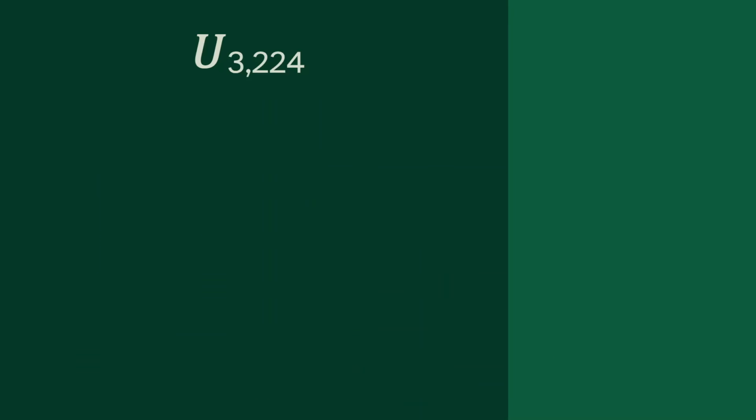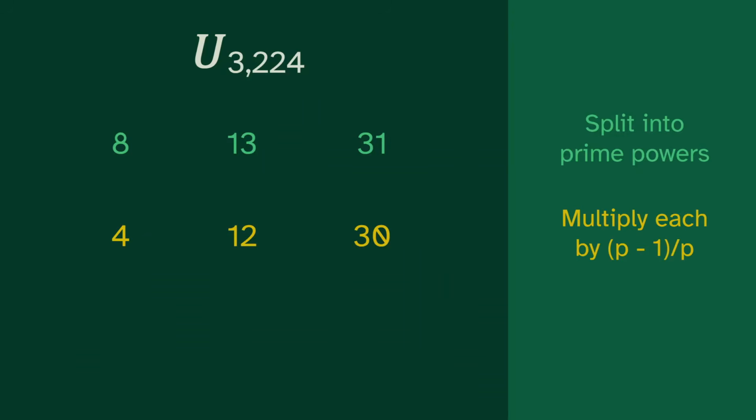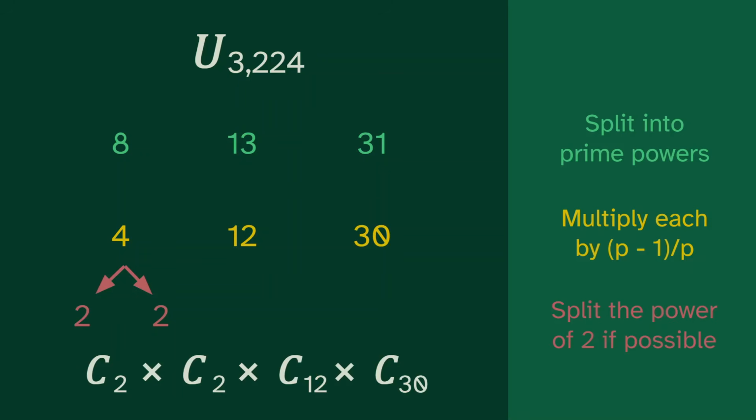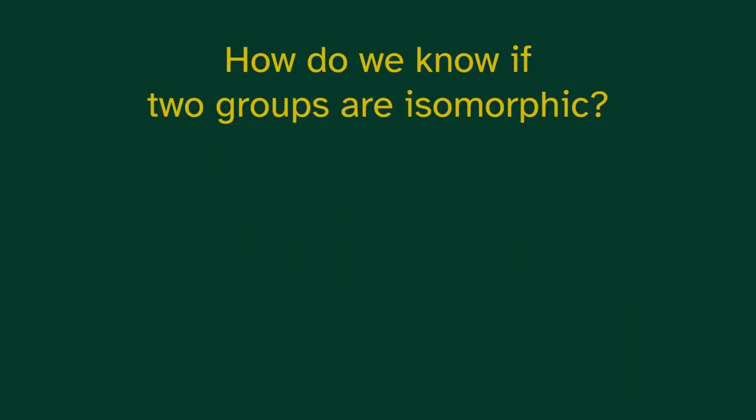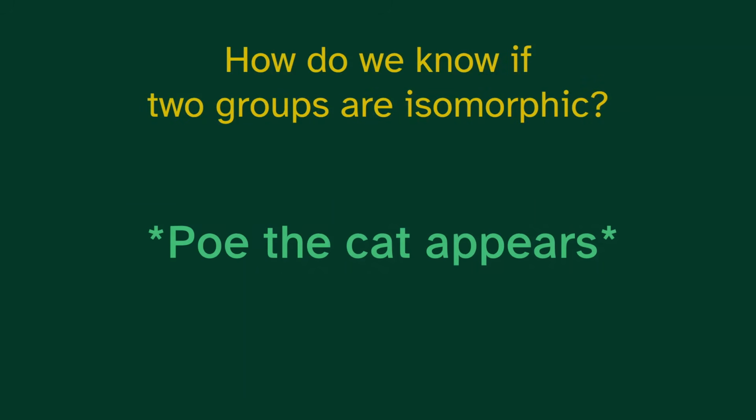And for one more example, we first split into prime powers, multiply each by p minus 1 over p, split 2 if possible, and then we get our cycles. So that covers step 1. Now for step 2, to find relationships between the cycles. And so first, let's focus on the question, how do we know if 2 groups are isomorphic?